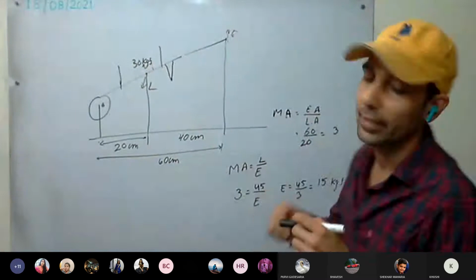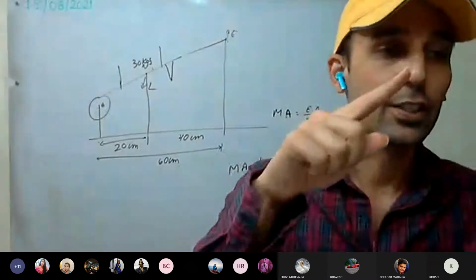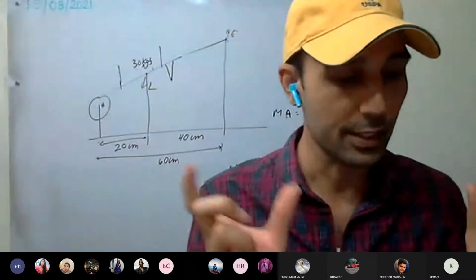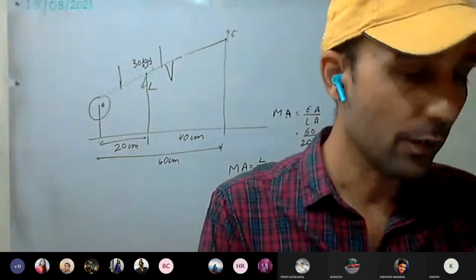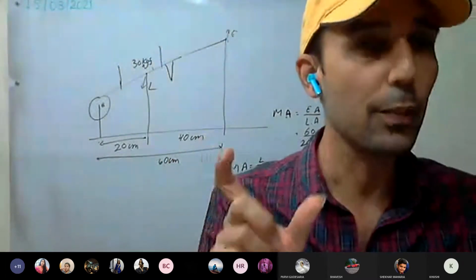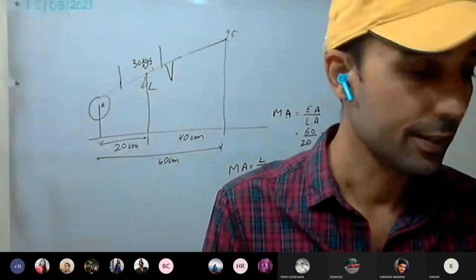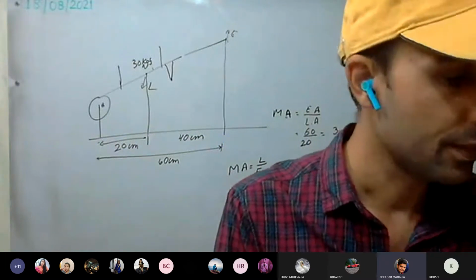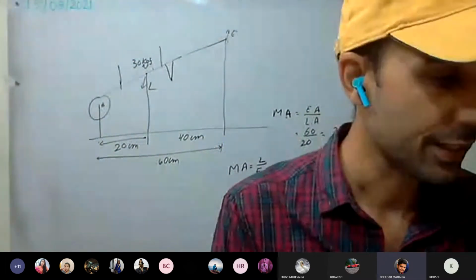The moment of the load around the fulcrum is equal to the moment of the effort around the fulcrum. They are equal. Effort will be anti-clockwise, load is clockwise. You can see there, the anti-clockwise moment equals the clockwise moment. That we have studied in the first chapter. Do you remember? Yes, sir. Principle of moments you have studied.